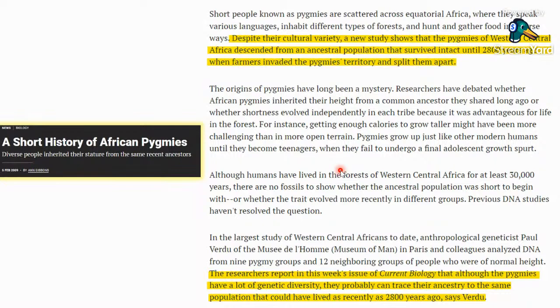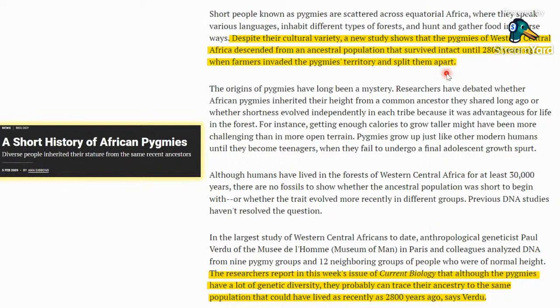So continue to build upon what we just looked into, the pygmies being the native people of West Africa, connecting those peoples to the Western Ethiopians or the Judadians. And to do that, we're going to go to a short history of African pygmies. Diverse people inherit their stature from the same recent ancestors. It says, short people known as pygmies are scattered across equatorial Africa, where they speak various languages, inhabit different types of forests, and hunt and gather food in diverse ways. Despite their cultural variety, a new study shows that pygmies of Western Central Africa descended from ancestral populations that survived intact until 2,800 years ago, when farmers invaded the Pygmies' territories and split them apart.